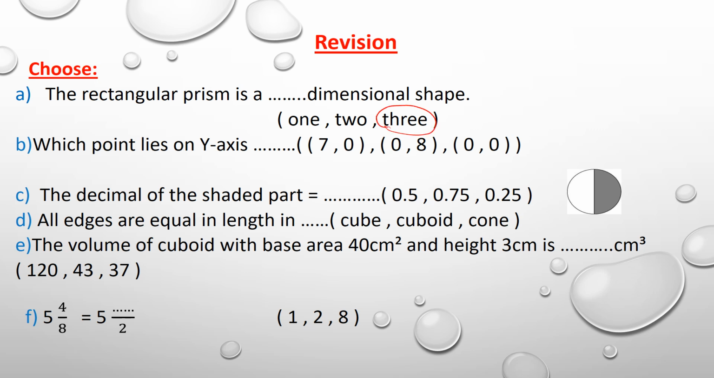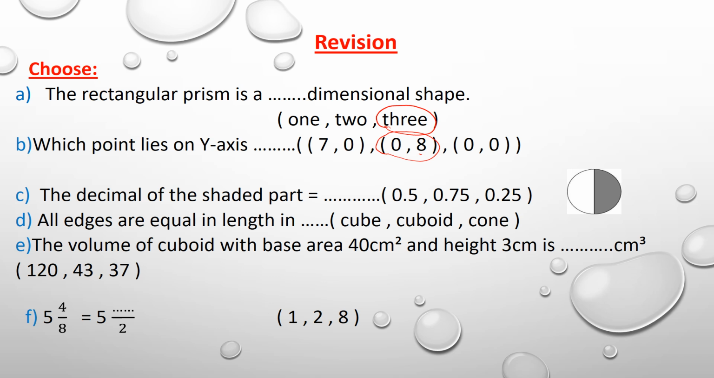Number B. Which point lies on y-axis? Y-axis means the y is a number. So I'm going to choose the second choice because the second coordinate, y coordinate, is 8.